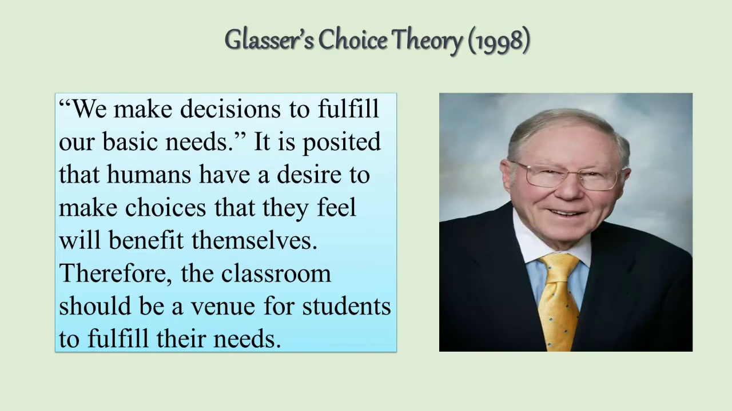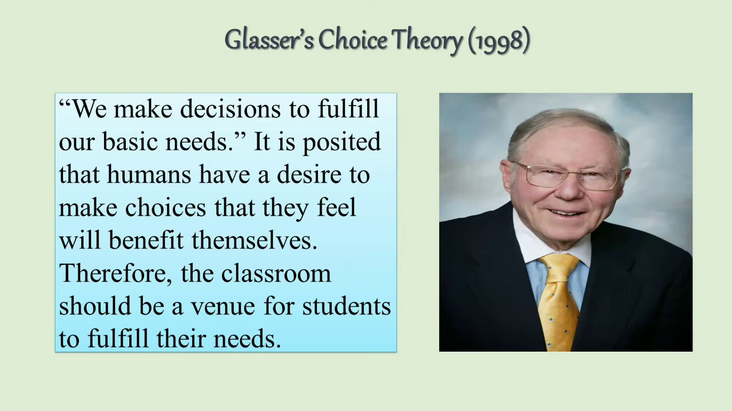The second theory is Glasser's choice theory in 1998. According to Glasser, we make decisions to fulfill our basic needs. It is posited that humans have a desire to make choices that they feel will benefit themselves, and therefore the classroom should be a venue for students to fulfill their needs. According to Glasser, biology forces us to fulfill five fundamental needs: security, affection and belonging, strength and dependence, and pleasure. The most significant requirement in the philosophy of choice is love and belonging.